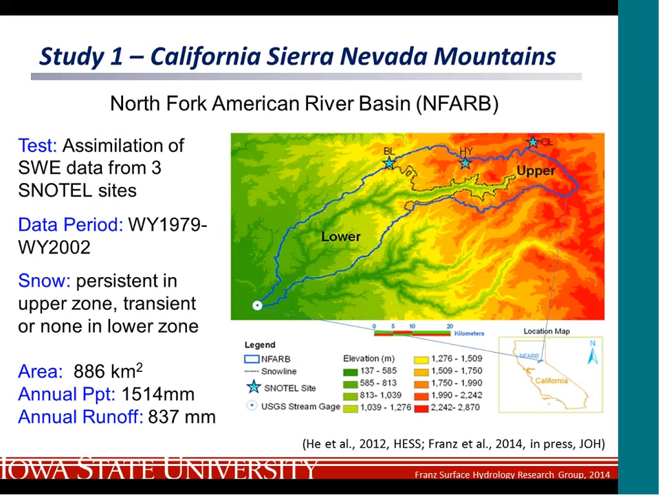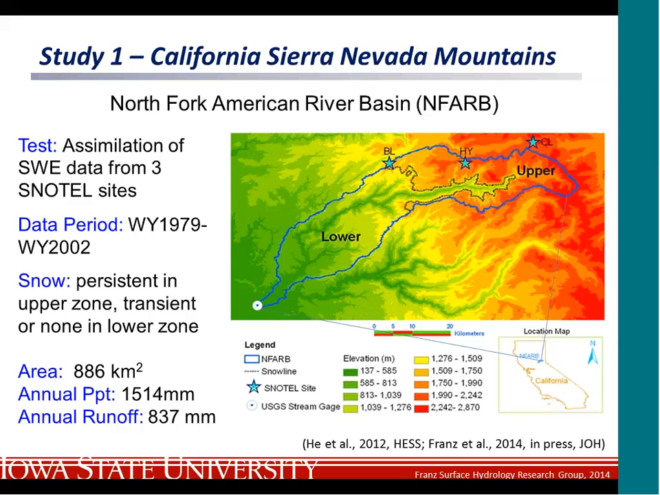Getting into the individual studies, study 1 was done for the North Fork of the American River Basin in the California Sierra Nevada mountains. This basin is pretty well studied. It was part of the distributed model intercomparison studies, and there are a large number of papers surrounding this basin. As I mentioned, in this case we're using ground-based snow water equivalent. There are 3 snow pillow sites in the upper reaches of this watershed. They were weighted and averaged to get a basin average snow water equivalent for this upper zone of the watershed.